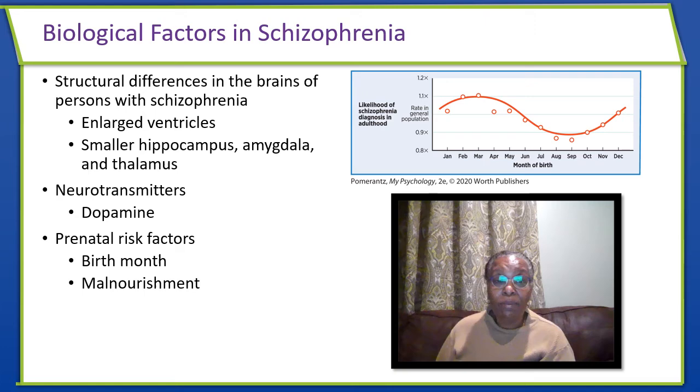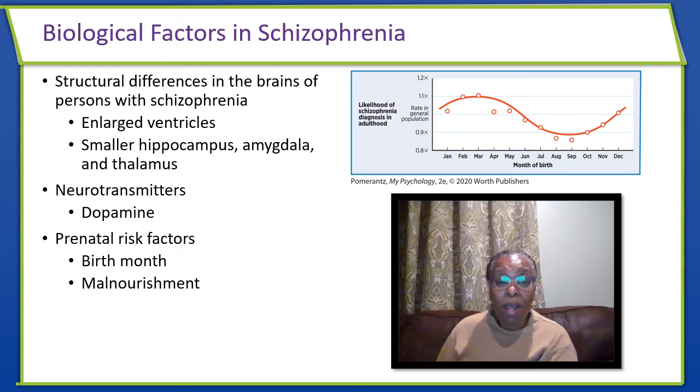But when we're talking about the biological factors in schizophrenia, we look at the structural differences that occur within the brain. The main thing you want to know in terms of brain structure and abnormalities for a person who has schizophrenia is that they'll present with enlarged ventricles. They're going to have a smaller hippocampus, a smaller amygdala, as well as a smaller thalamus. Dopamine is one of those neurotransmitters that we have seen impact schizophrenia, which we call the dopamine hypothesis.